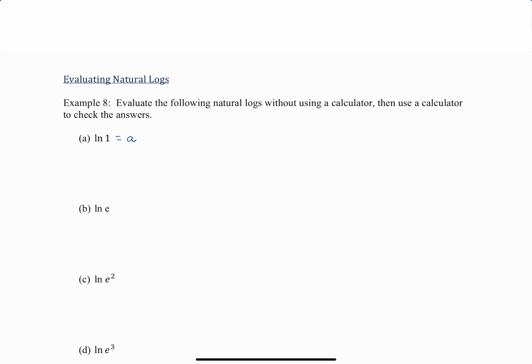Why would I do that? Well, let me go ahead and rewrite it with the e in case that helps you. What that means is that if I take e and raise it to the A power, I will get 1. Now, there's only one power I can raise e to get 1. What's that power that always gives you a 1? Yeah, it's a 0. So this tells us that A equals 0.